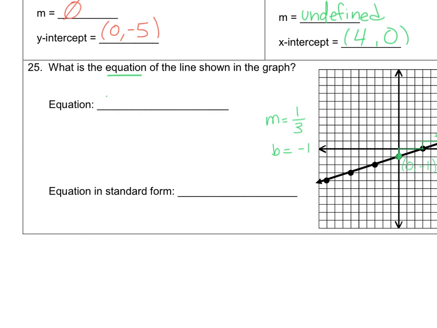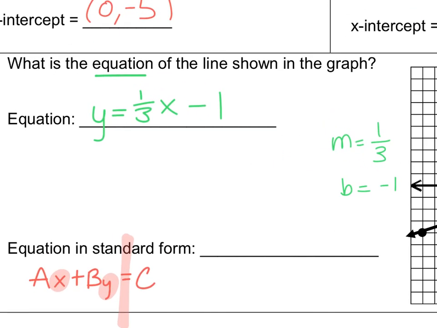So when I write my equation, I would have y equals 1/3 x minus 1. Now, to get an equation in standard form, I need to have that ax plus by equals c, where they're all whole numbers, no fractions. So the main thing to see is the fact that x and y are on the same side of that equation bar, whereas right now I've got x and y on the opposite sides. So I want to move x over to the opposite side.